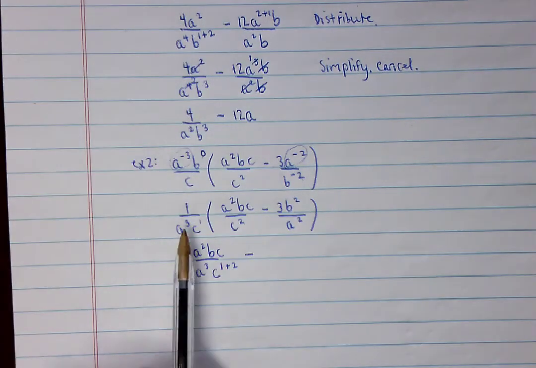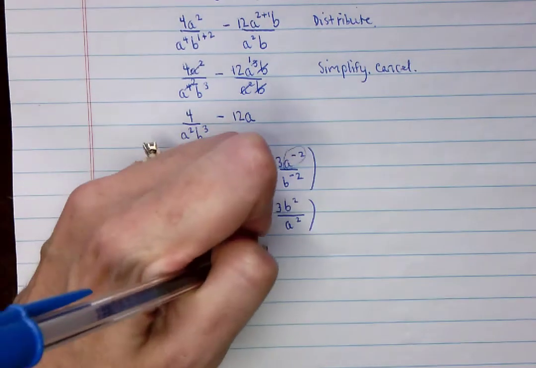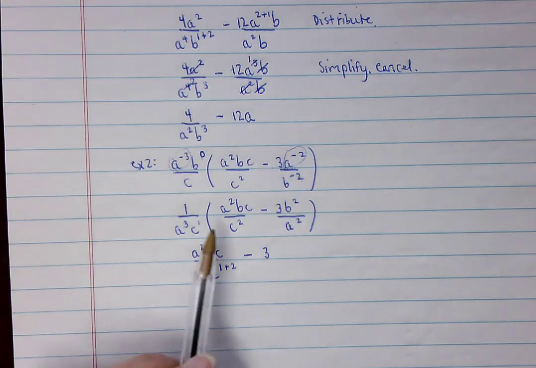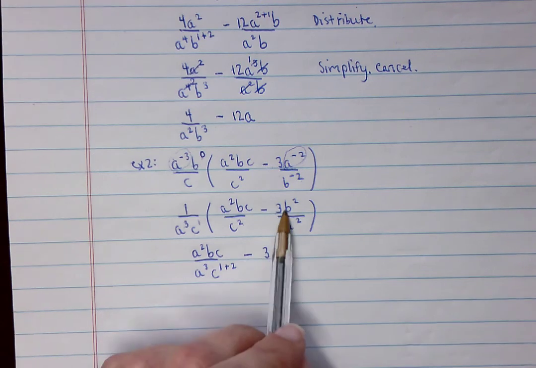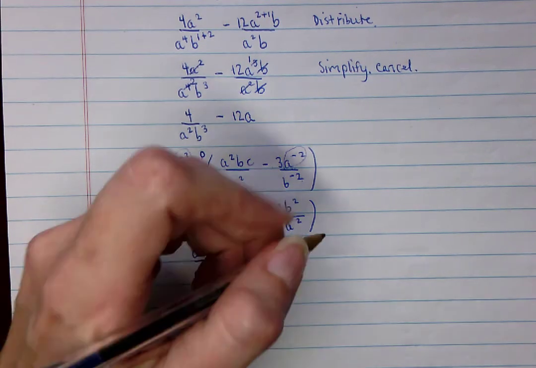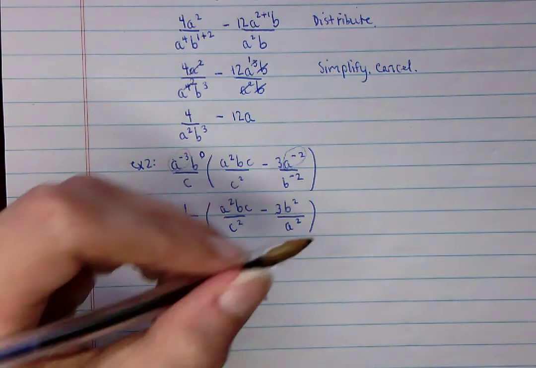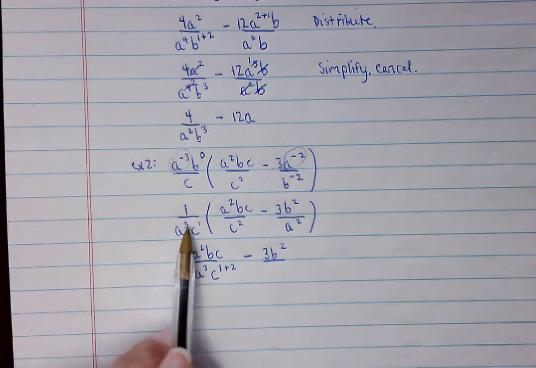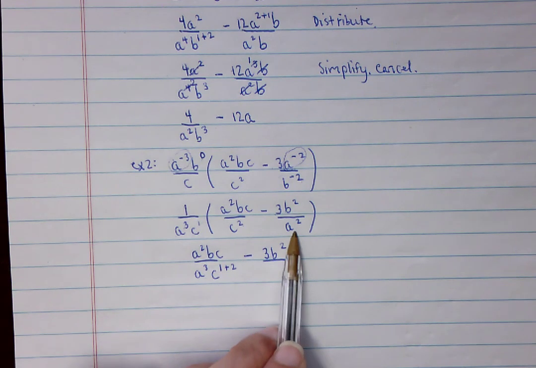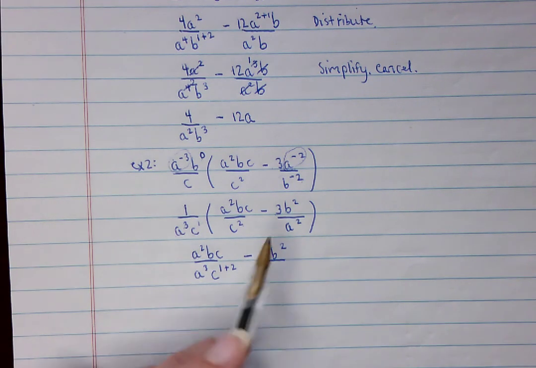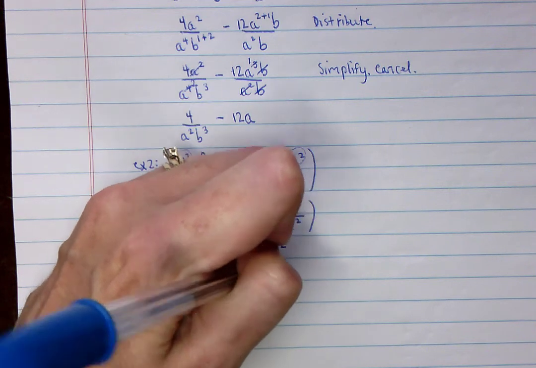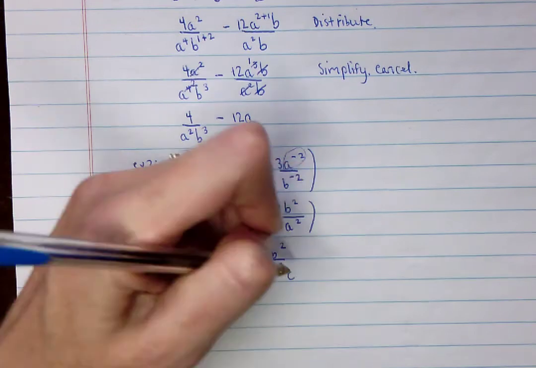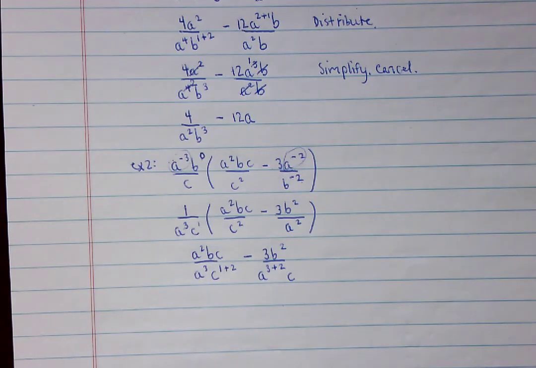Now we're going to multiply this other one. 1 times 3 is 3. Notice I'm just carrying this subtraction sign through here. So 1 times 3 is 3. And then I've got b squared. And then on the bottom, I'm doing a to the 3rd times a to the 2nd. So that's going to be a to the 3 plus 2. So I've got a to the 3 plus 2, and I have that c that's being distributed as well. Okay, that's c to the 1st power.